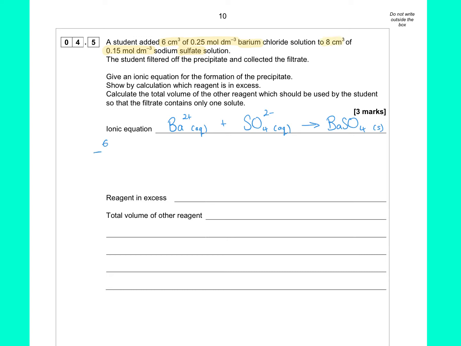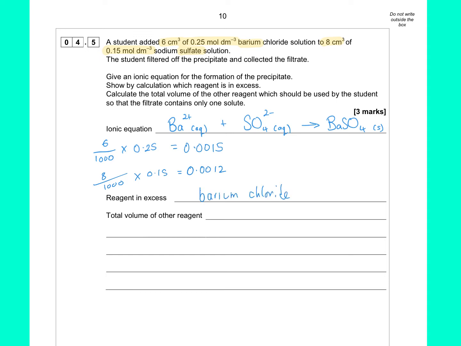Okay, then we need to work out which reagent is in excess. So a quick little mole calculation for each of the reagents. So the barium chloride, we've got 6 centimetres cubed, so 6 over 1,000 times 0.25, and that's 0.0015 moles. And the sodium sulfate, we need to do 8 centimetres cubed, so 8 over 1,000 times 0.15, and that works out as 0.0012. So it would seem that the reagent in excess is the one that we've got more of, so that would be the barium chloride.